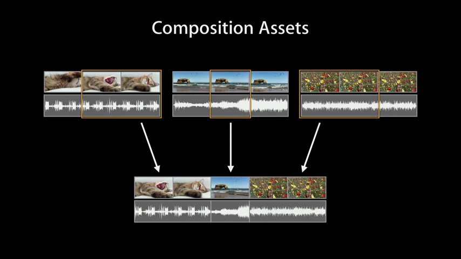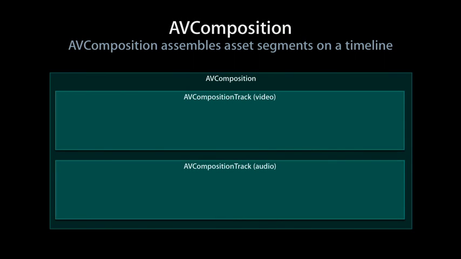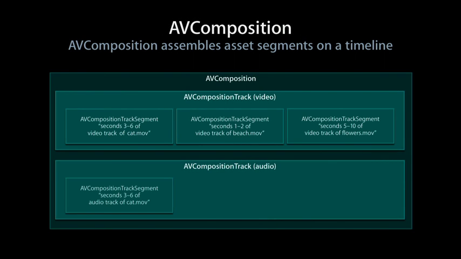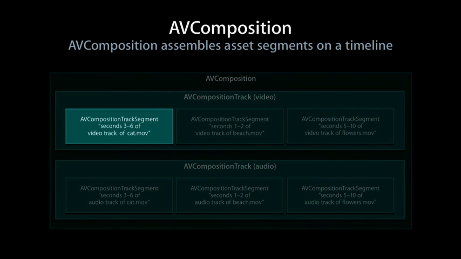Let's look at what this looks like at the object level. We have a composition object that contains two track objects, and each track object contains several segment objects. Looking at one of the segments, it indicates which movie is the source, which track within the movie, and the time range within that movie.